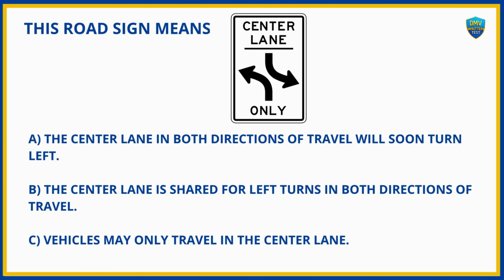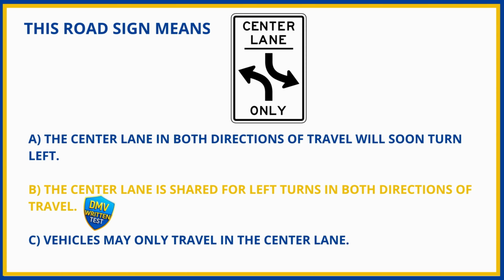This road sign means A. The center lane in both directions of travel will soon turn left. B. The center lane is shared for left turns in both directions of travel. C. Vehicles may only travel in the center lane. And the answer is B. The center lane is shared for left turns in both directions of travel.